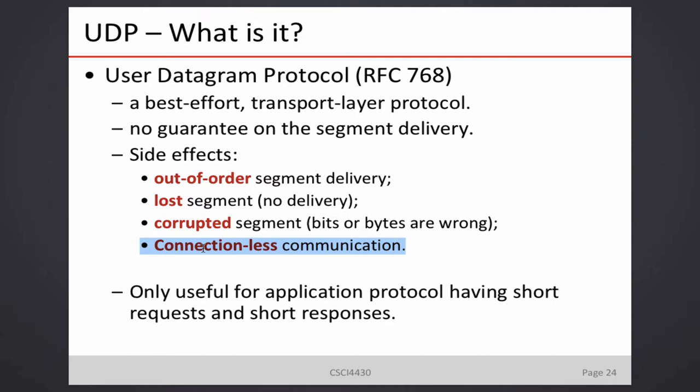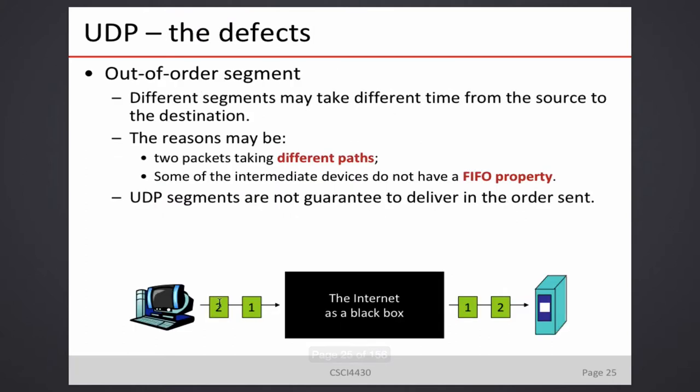Later on, I will ask the TA to set up some examples for you. Okay, so out of order. The first idea is very hard to understand. You have to treat the internet as a black box. You already know, or see in figures, that the internet is a graph, but I would say that this is a black box. Maybe even inside a router, they will flip some messages. Originally we have message one come before the next message.